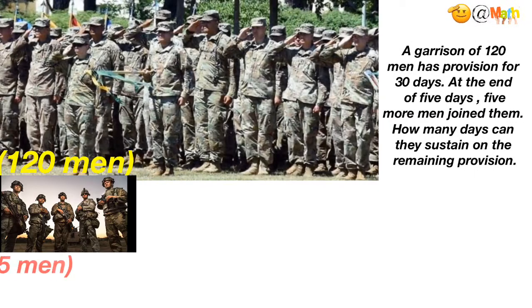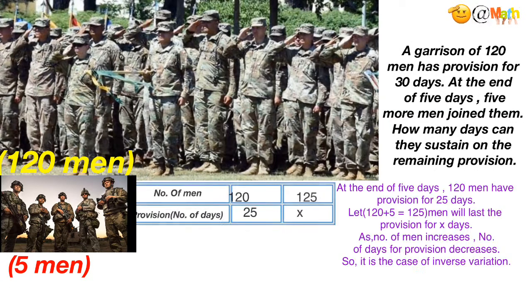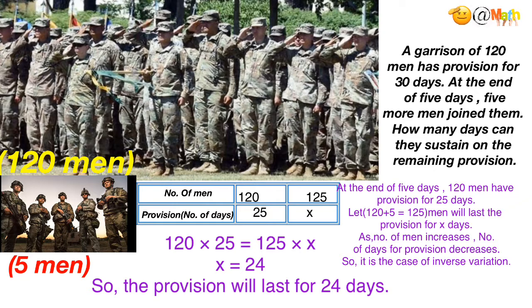Let us have our next problem. A garrison of 120 men has a provision for 30 days. At the end of 5 days, 5 more men join. How many days can they sustain on the remaining provision? Here the number of men increases, so the days of provision will decrease, hence it is a case of inverse variation. We can easily solve, and on solving we get 24 days, hence the provision will last for 24 days.